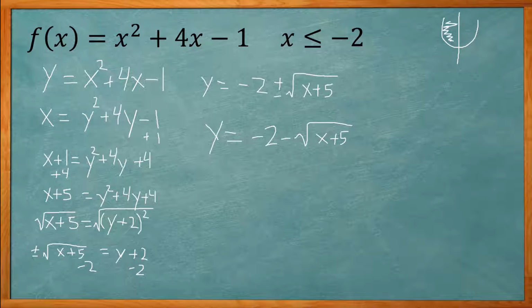And we also need to restrict this domain, and we don't want x to equal -5. Or even, -5 will give us 0, so it can't be less than -5, so actually it needs to be greater than or equal to -5.